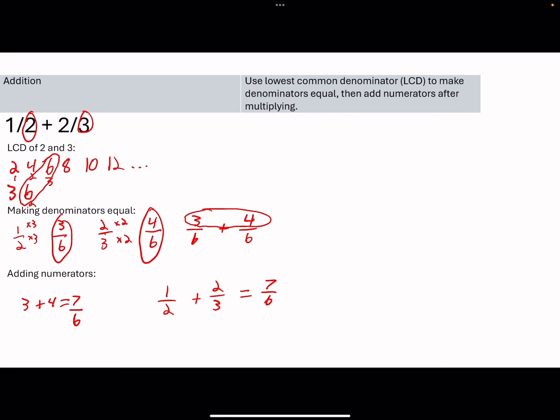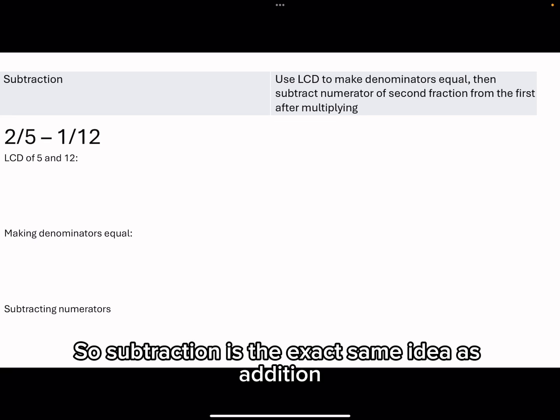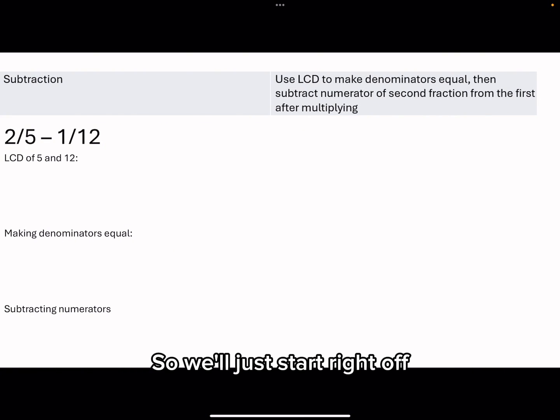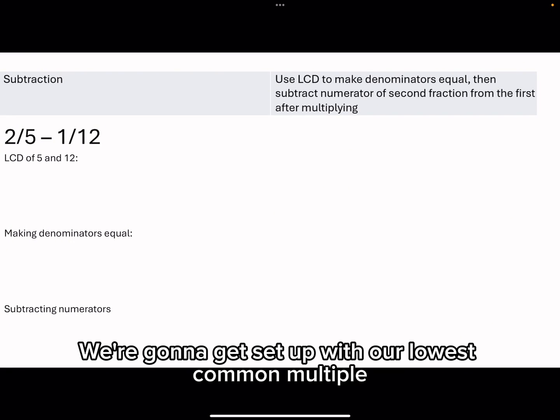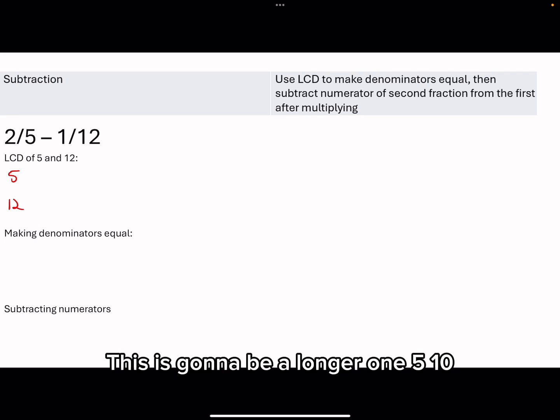Okay. We have subtraction here. So subtraction is the exact same idea as addition. So we'll just start right off. We have 2 over 5 minus 1 over 12. We're going to get set up with our lowest common multiple. We have 5. We have 12. This is going to be a longer one.